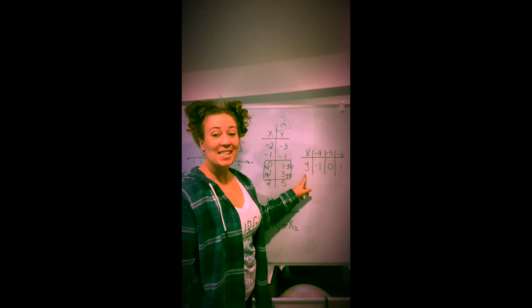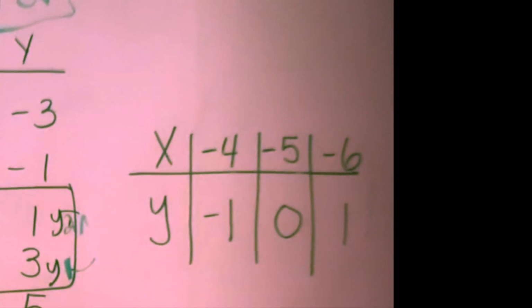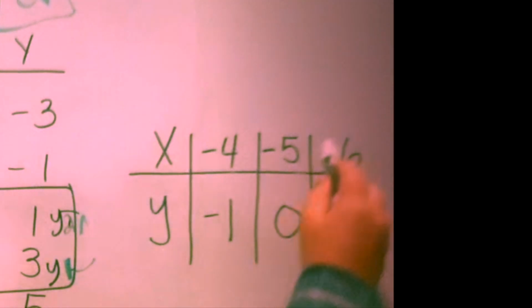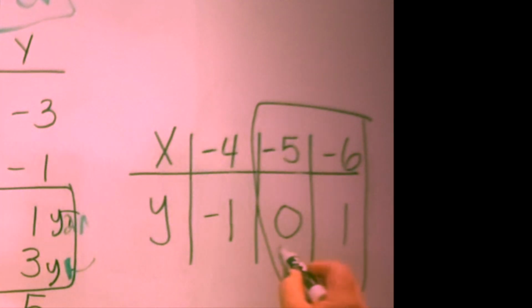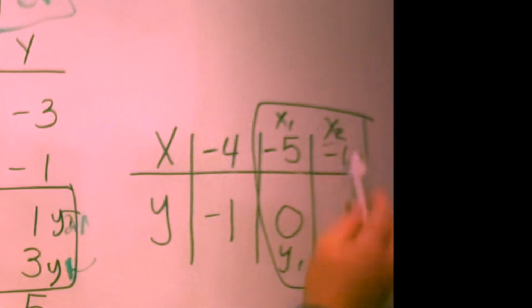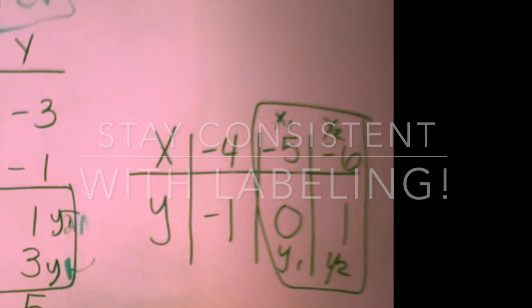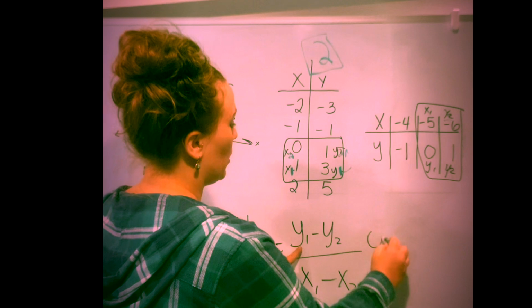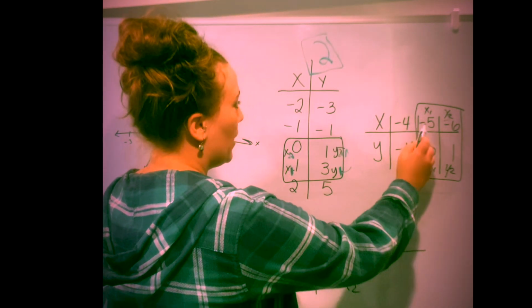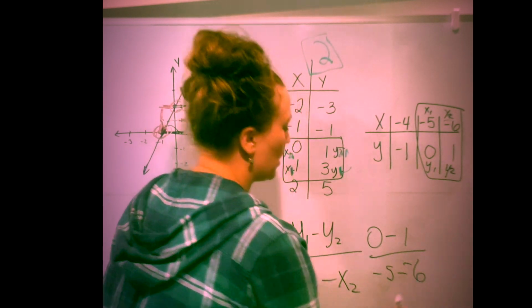Now let's take a look at this last graph here. You basically just have to choose any 2 points. So I'm gonna choose 0 and positive 1, because those are a little easier to work with. So we'll do these and label them y1, y2, x1, x2. Just remember to stay consistent with your labeling, and that's the most important thing here. y1, which is 0, minus y2, which is 1, all over -5 minus -6.